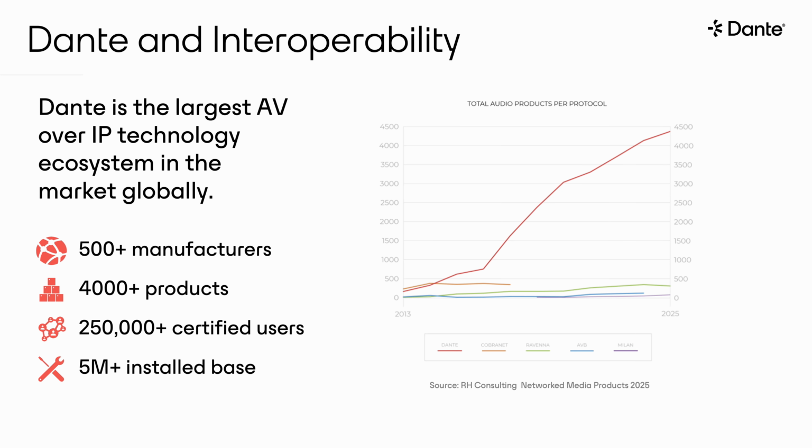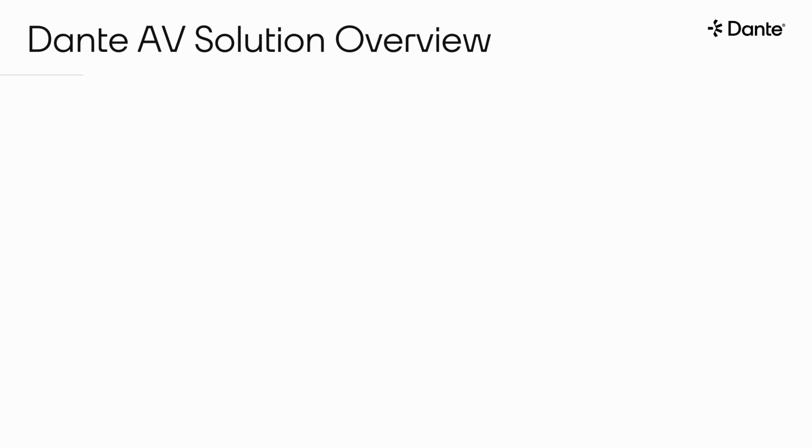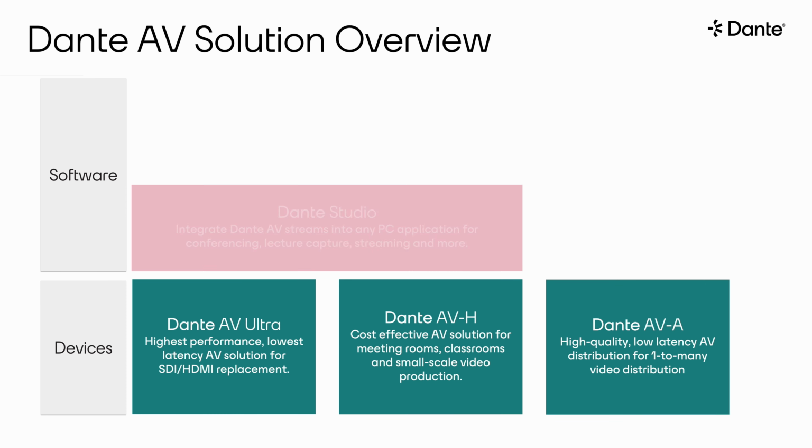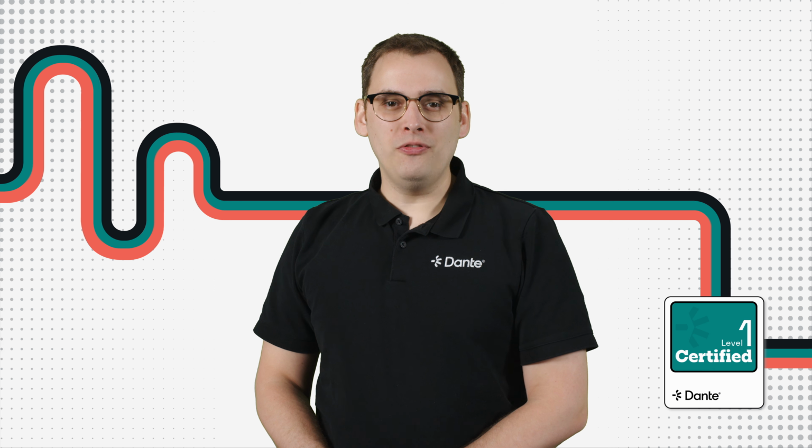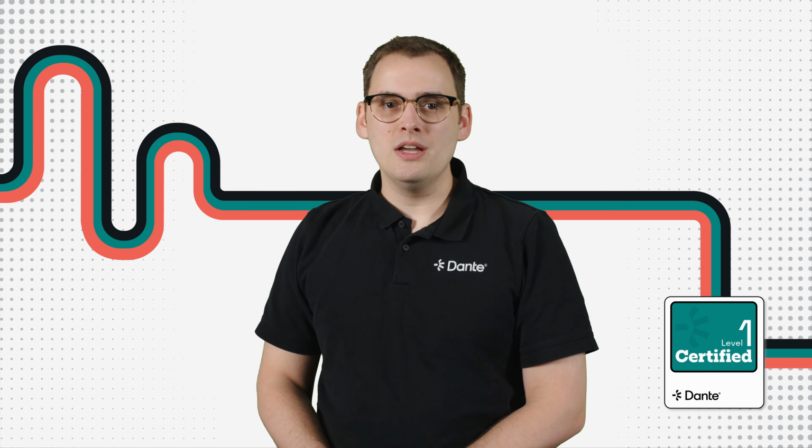And of course, interoperability is part of Dante's DNA. Your Dante AV gear will work seamlessly with over 4,000 Dante-enabled audio devices already on the market, and the ecosystem keeps growing every day as more manufacturers adopt the platform. Dante AV is available in 3 distinct variants, each tailored to specific applications: Dante AV Ultra, Dante AVA, and Dante AVH, plus a software solution called Dante Studio. Before seeing each solution separately, let's take a moment to compare the 3 main versions of Dante AV, and most importantly, where each one really shines.